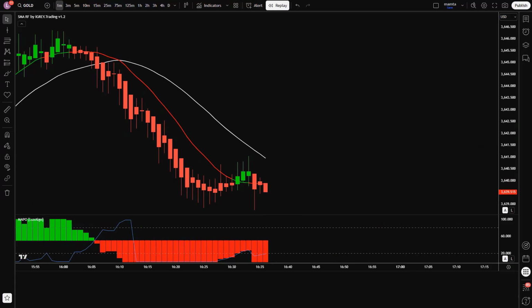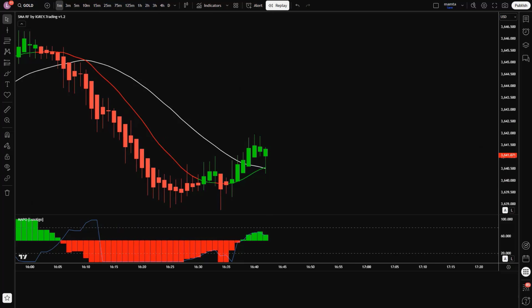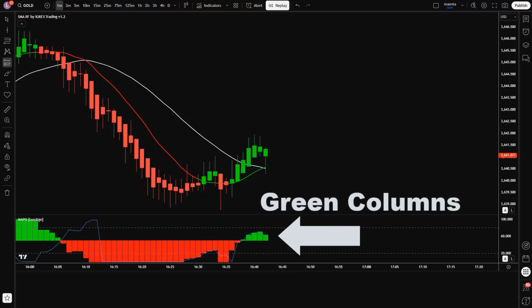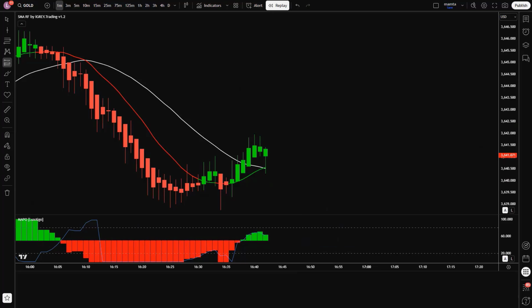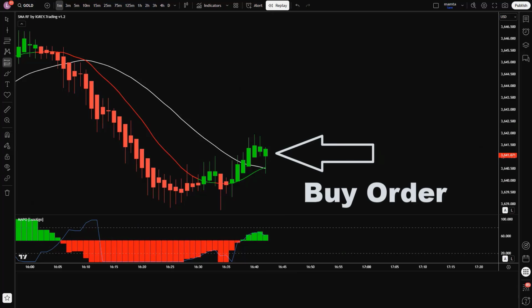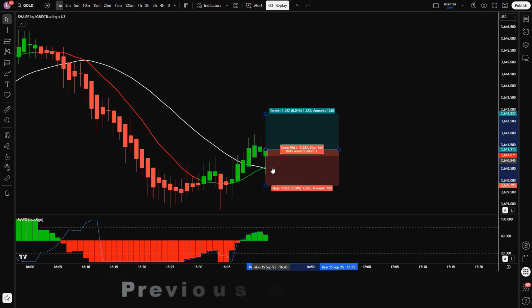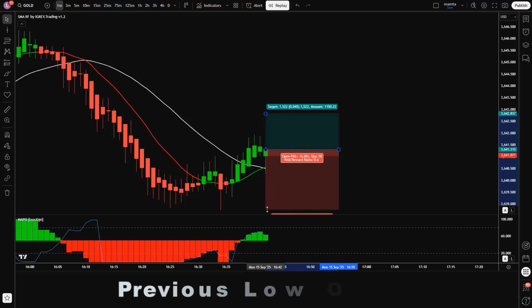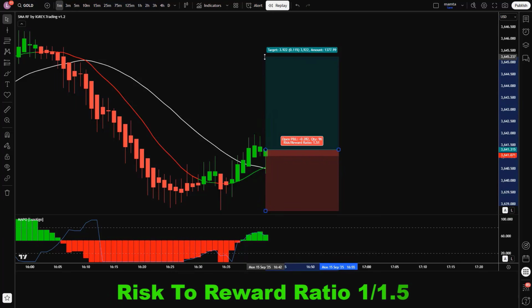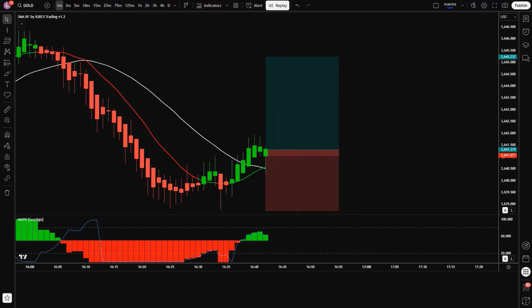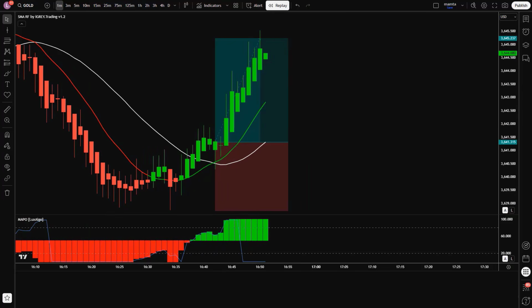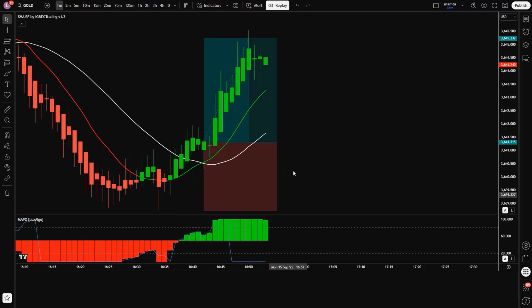Let's see how we use these trading setups. When the simple moving average indicator's MA line and regime MA line cross, when the moving averages proximity oscillator indicator shows green color columns, and when the market forms a bullish candle, if this condition is fulfilled, then we will place a buy order. Our stop loss is the previous low of the market, and the risk to reward ratio will be 1:1.5. The market has completely hit the target. I hope you have understood this trading strategy.